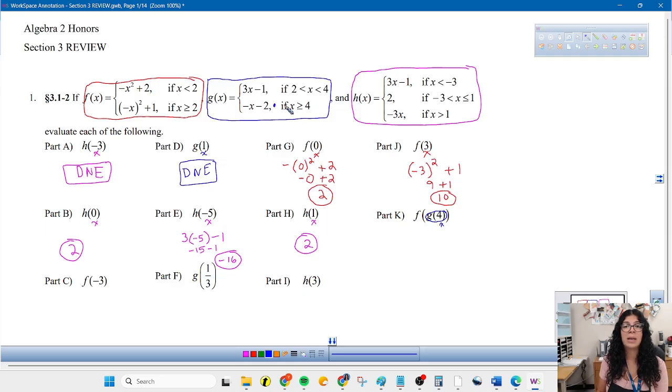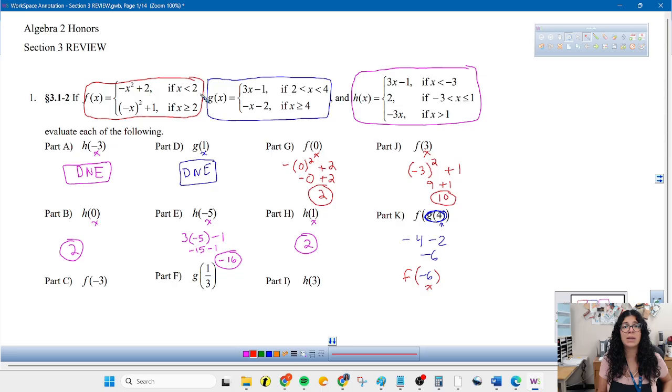So I'm going to use the second equation for g there. I'm going to plug in 4, so it's going to be 4 minus 2, which is negative 6. So g of 4 gives us negative 6. Now when I plug into f, I'm plugging in that negative 6 that I just found from g. So I'm finding f of negative 6 now.